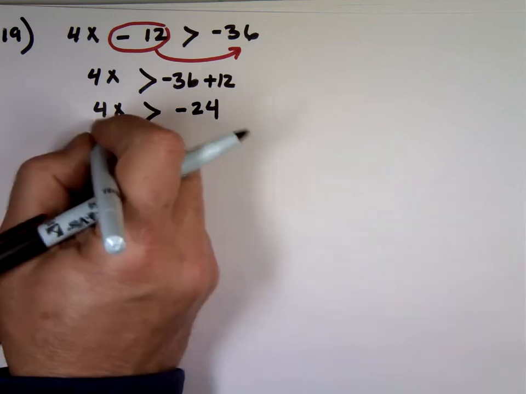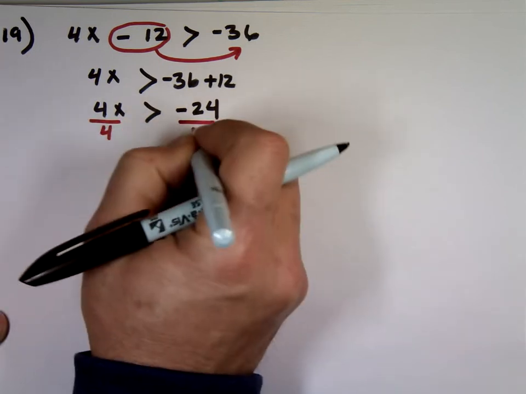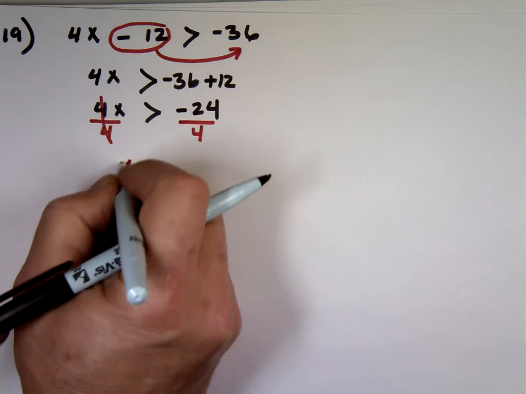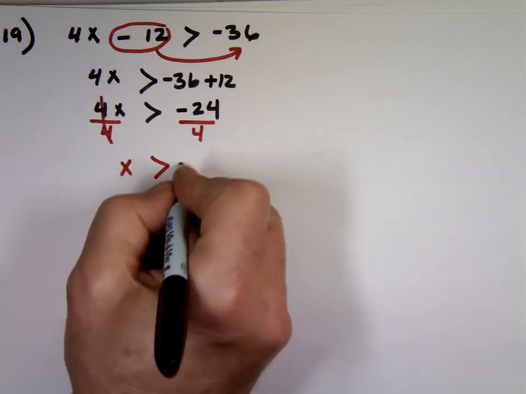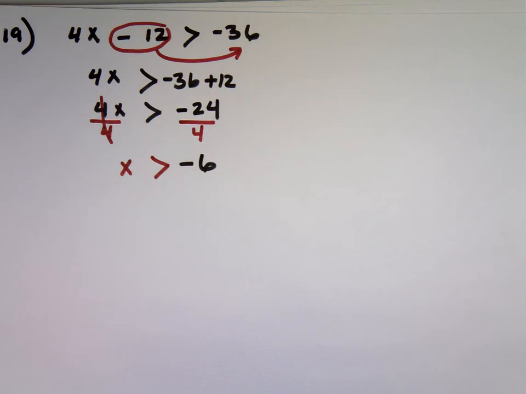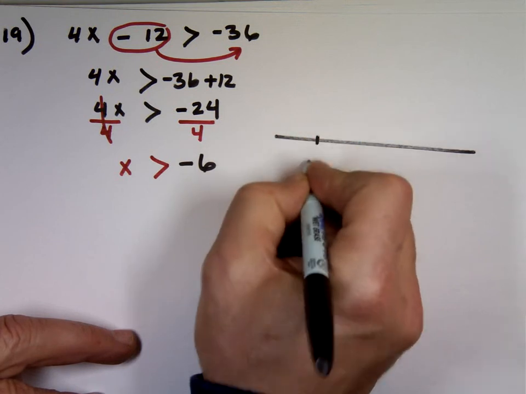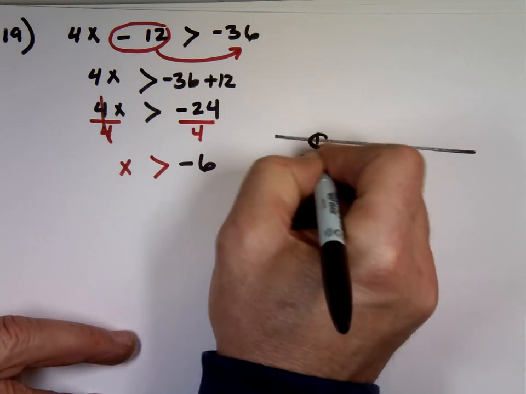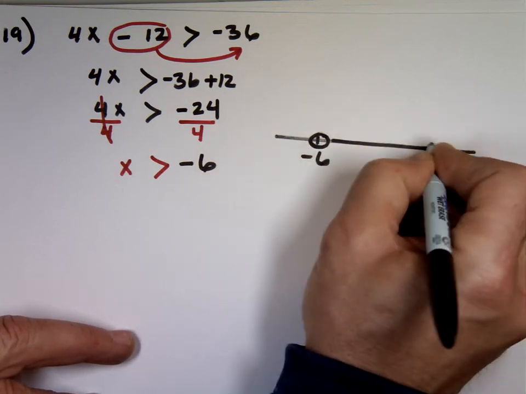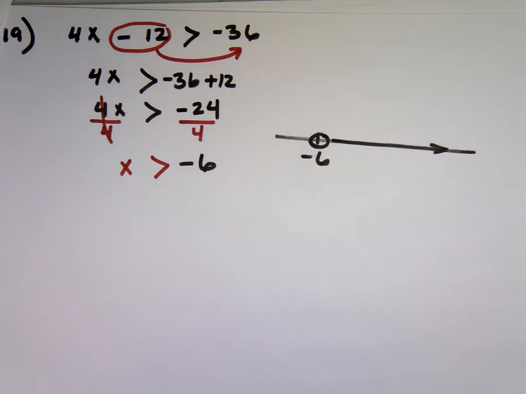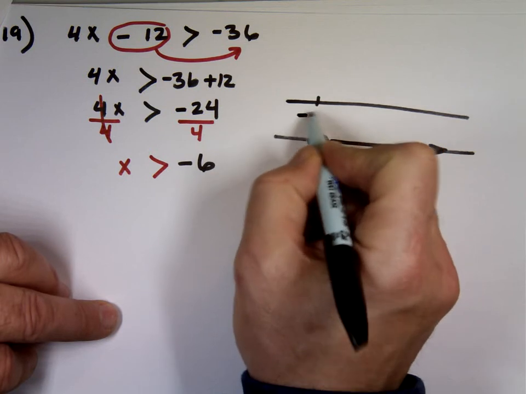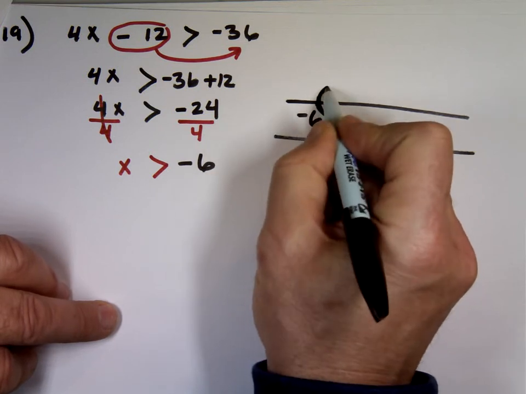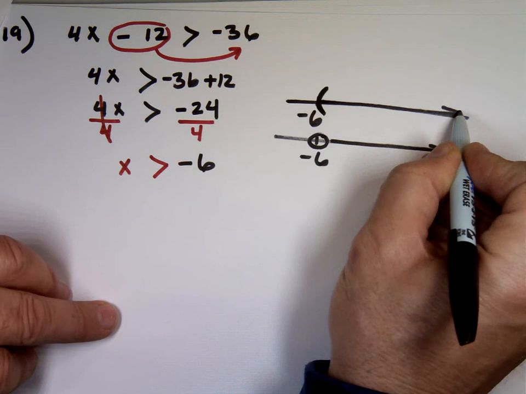And to solve for x, what are we going to do? Divide by 4. X is greater than, I'm not changing the sign, negative 6. And that's the answer they're looking for. If you were to graph that, there's the minus 6, open to the right. If you were to use the new notation, there's the negative 6, parentheses. Parentheses means not included, to the right, all the way to infinity.